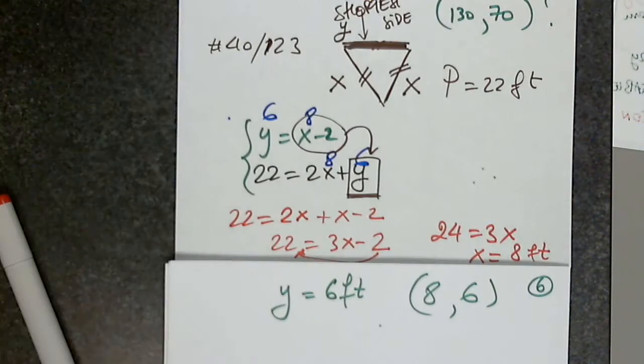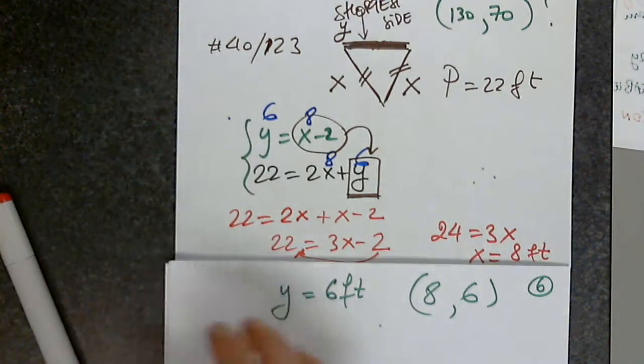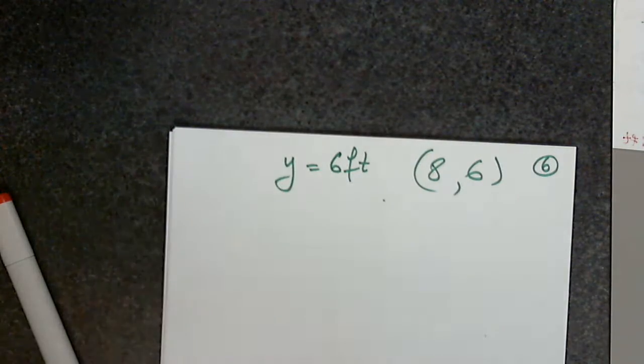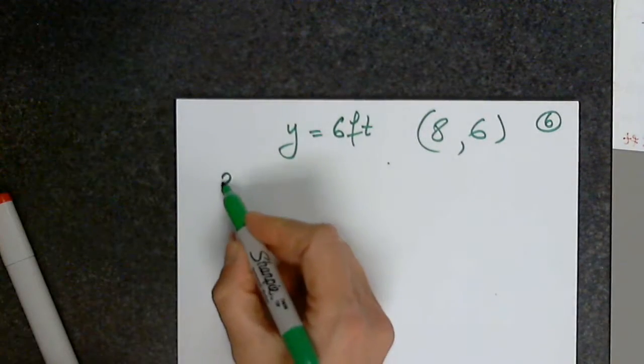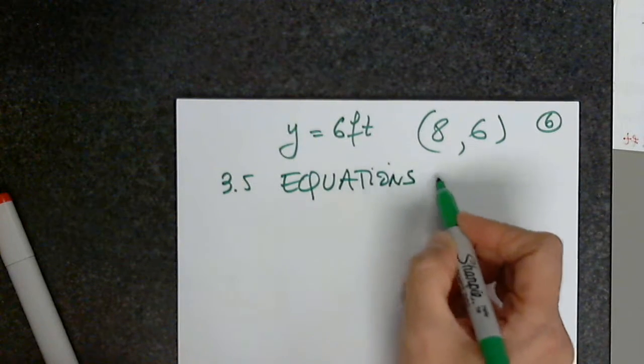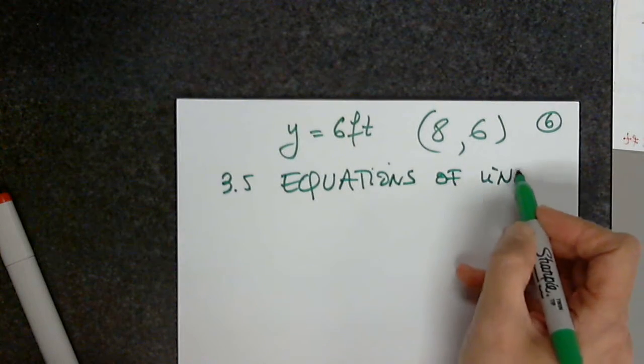Okay, moving on to equations of lines. Again, this is a review from last class, 3.5. We already did everything in 3.5. So let's just review 3.5. Equations of lines.